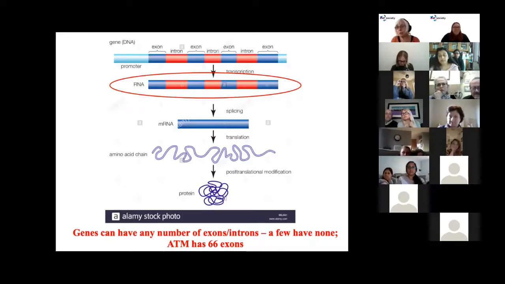ATM is a large protein, so it's a large gene, and it has 66 of these things where we're going to cut and splice, cut out this bit. So 66 of what we call exons make up the gene. So that's a lot of cutting and putting together.